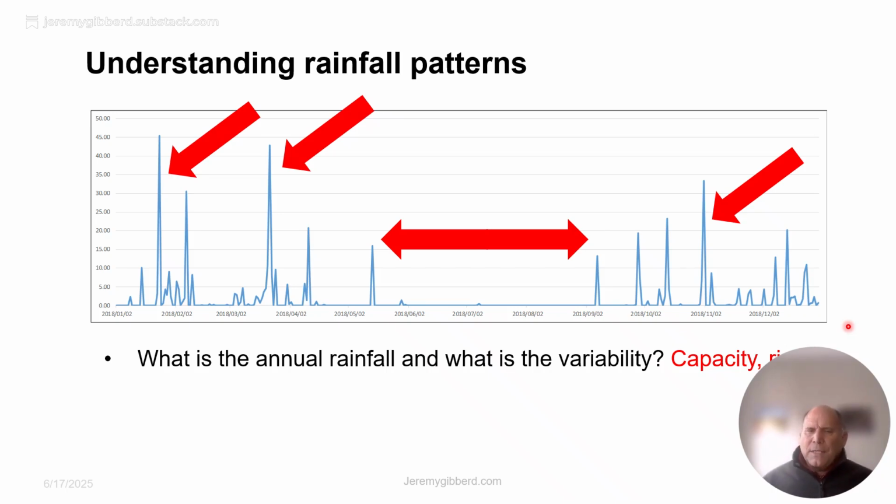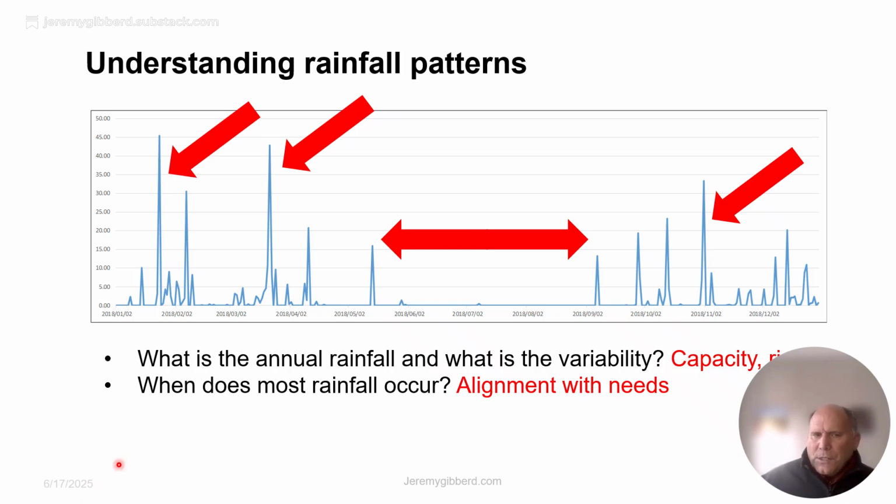That'll give you an idea of the capacity of your system and the variability. Is it always around 600, or does it vary from 400 to 800 millimeters? So is there big variability that gives you a picture of the risk? When does most rainfall occur? So what parts of the year? So when is the wet season? Is it November, December, January, or is it June, July, August?